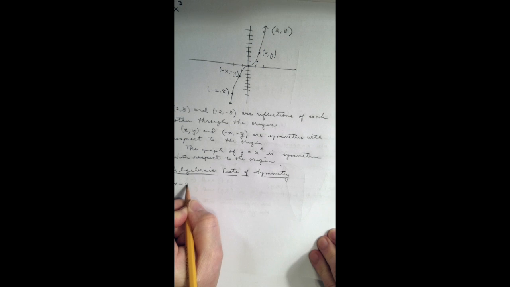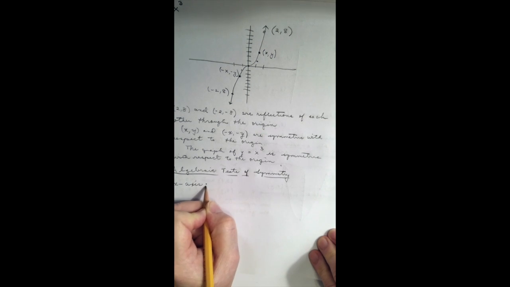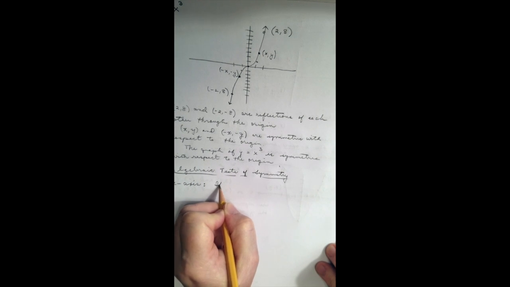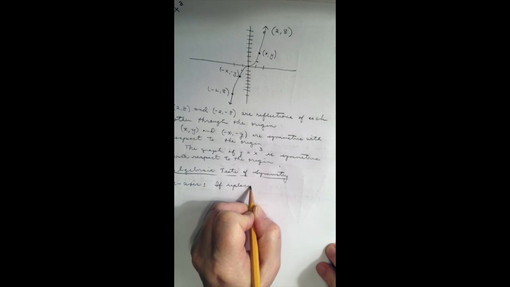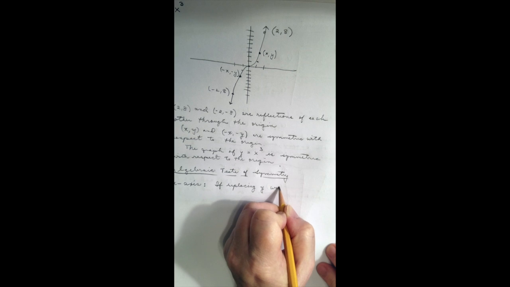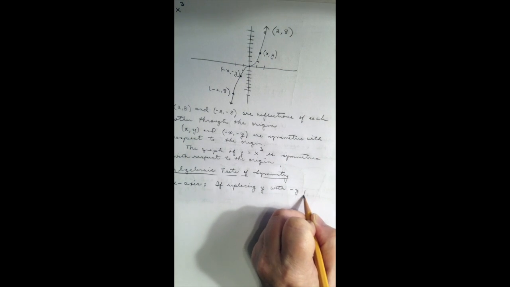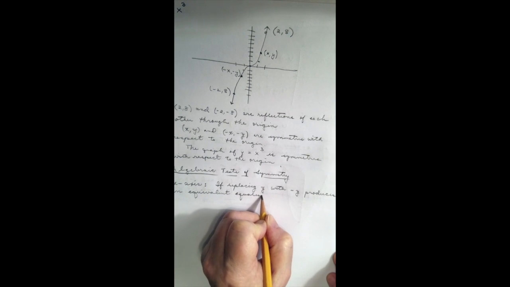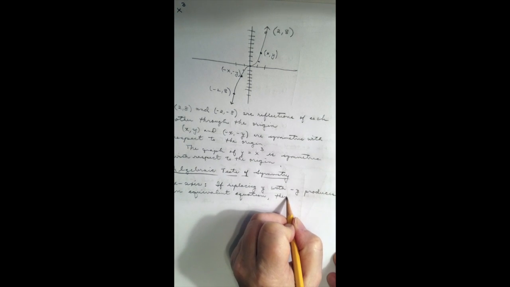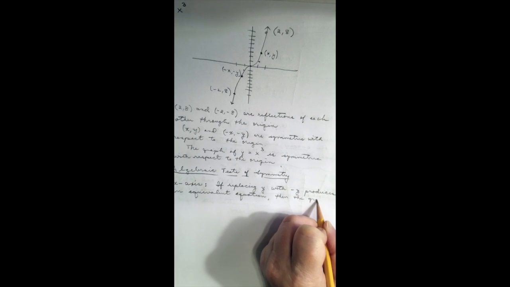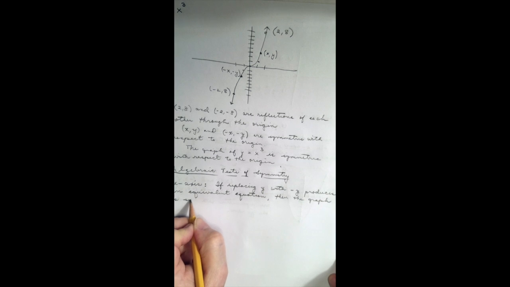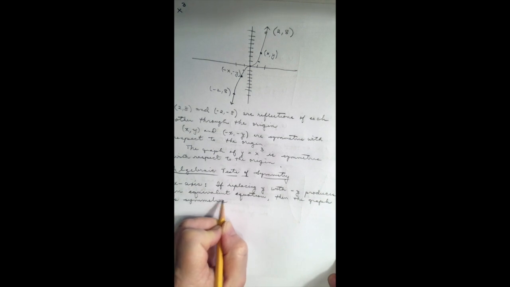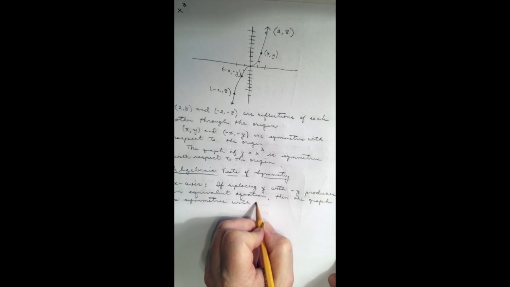So if we're testing or looking to see if a graph is symmetric with respect to the x-axis, we can say if replacing y with -y produces an equivalent equation, then the graph is symmetric with respect to the x-axis.